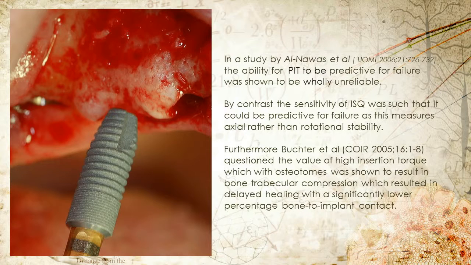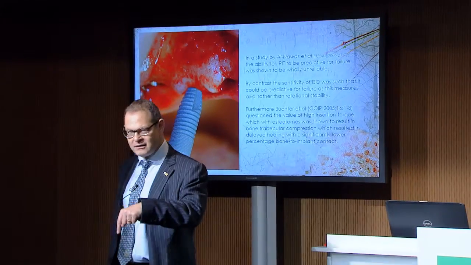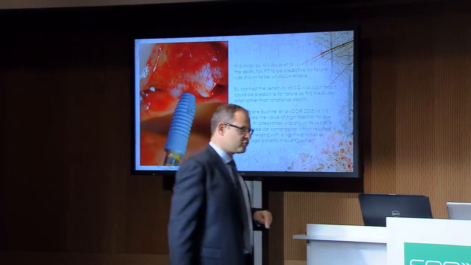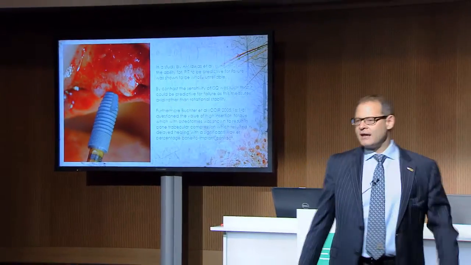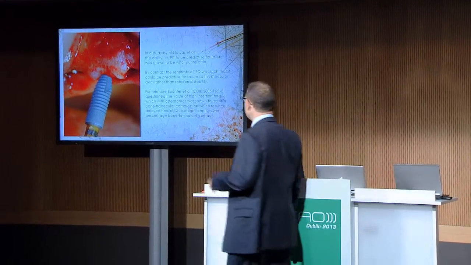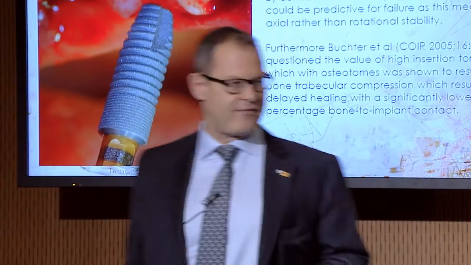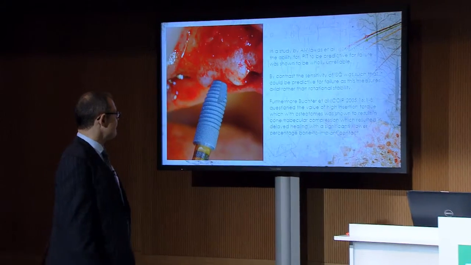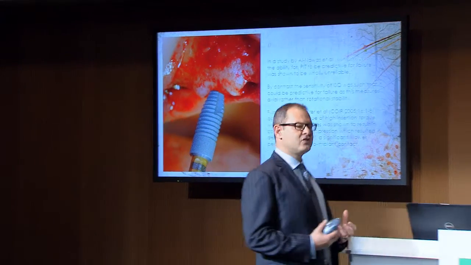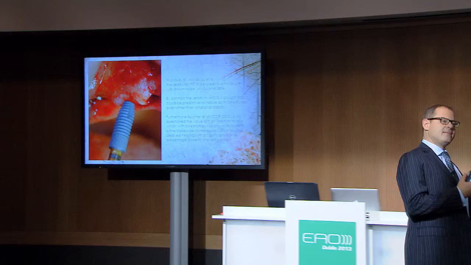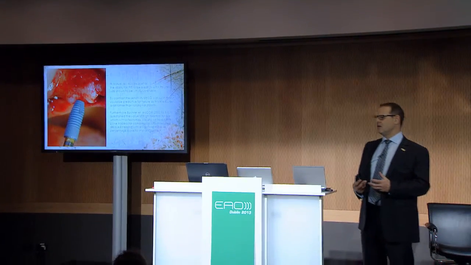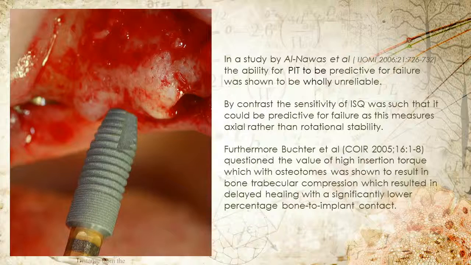Al Nawas published a study in 2006 where he talked about the ability for peak insertion torque to be a predictor for failure as wholly unreliable. I'm sitting on the plane coming here, reading the latest issue of Clinical Implant Dentistry and Related Research, and the first article's by Al Nawas's group, and now he's telling me that ISQ is wholly unreliable as a predictor for failure. Which is it? I don't know. I need to go back and look at the original study to see if he's using the same products, the same surgical protocols, etc. But within 6 years, he's gone from telling us that PIT is useless and ISQ is a good predictor for failure to 2013 telling us the exact opposite.